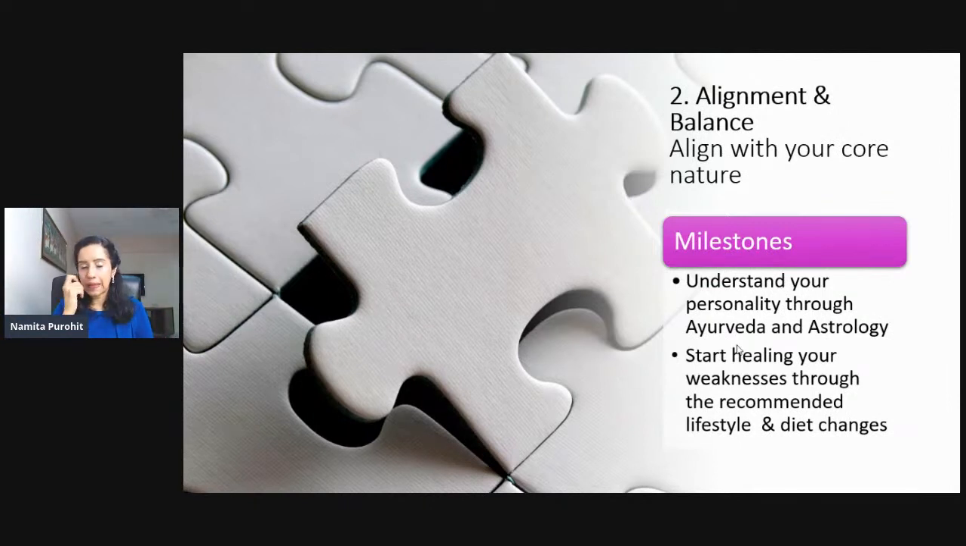So this is where I function. This is the area that I function in, of course, with the whole desire that all of us can grow in whichever way we want to grow and also grow spiritually, right? So this is what you can do. You also can learn how to align with yourself. And these are the milestones for this stage, right? Where you can understand your personality through Ayurveda and astrology.